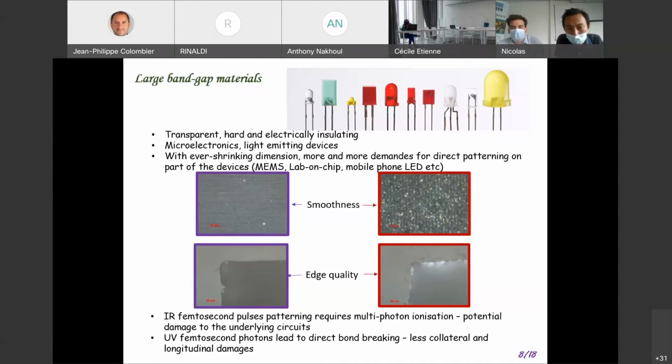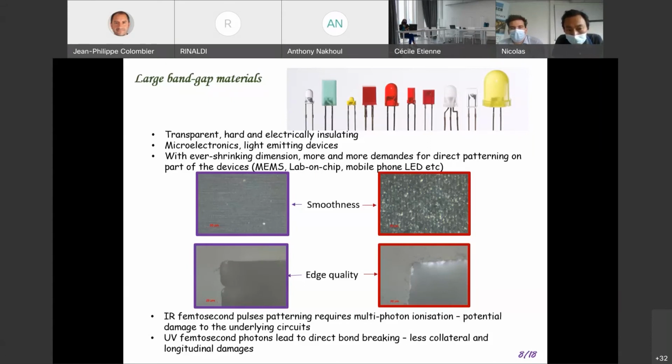These applications are in MEMS, lab on chip, mobile phone sensors, LEDs, and so on and so forth. In the middle, I put a couple of example images: on the left-hand side, UV ultrafast laser machining, and on the right-hand side, infrared ultrafast laser machining of large bandgap materials. In terms of smoothness or roughness, we have a supreme quality achieved by UV ultrafast laser pulses. And in terms of the edge quality, the sharpness of the features machined, again ultrafast UV laser pulses win the quality contest.